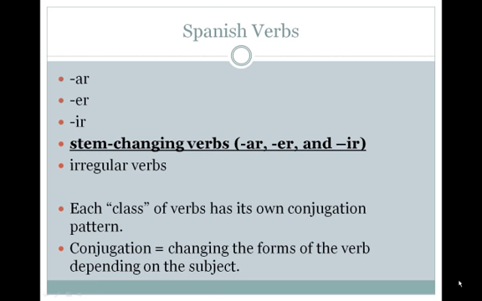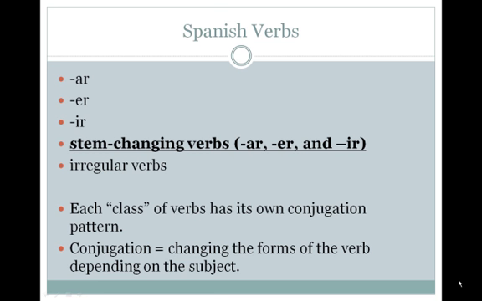To review what we've already learned about Spanish verbs, we've learned that there are four classes of verbs: AR, ER, IR, and irregular verbs. Today we'll be learning a subset of the AR, ER, and IR verbs, which are called stem-changing verbs. For the endings, they will follow the same patterns that we've learned for regular AR, ER, and IR verbs, but the stems will change in certain forms.